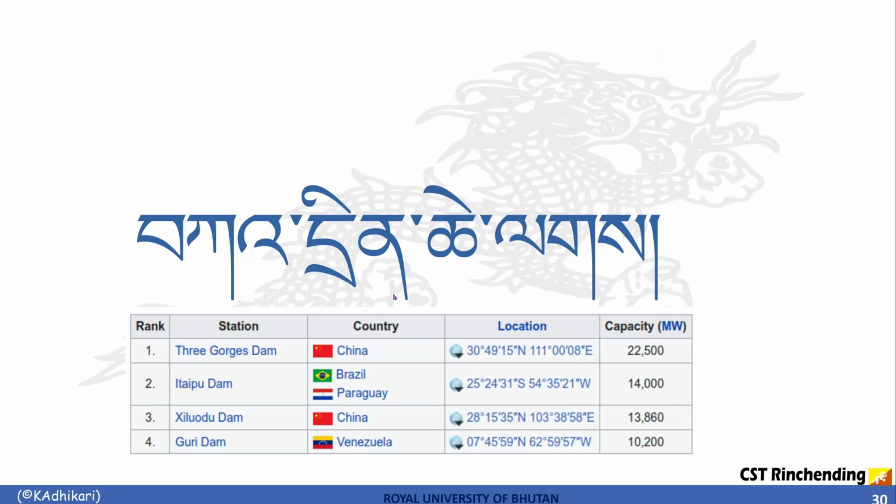So with this I would like to end the first unit, and these are the list of the world's largest dams. The largest dam ever constructed in the world is known as Three Gorges Dam, in China, which has a capacity of 22,500 megawatt of energy. And likewise, there are other dams. So this is just for your information.